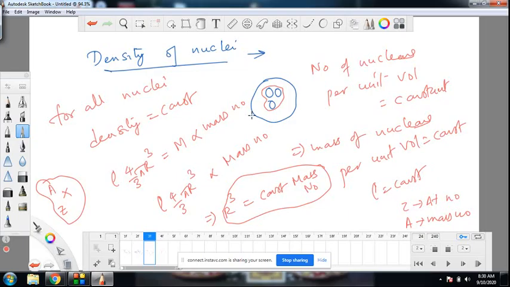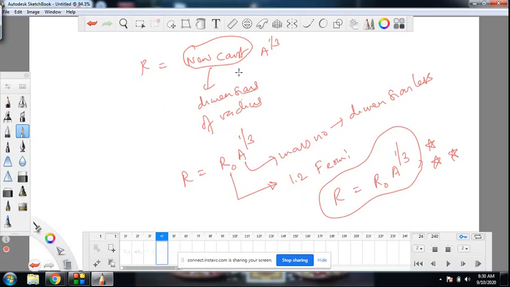So density is constant. So once density is constant, you can say r cube is some constant into mass number. Density is not variable, right? So when it goes to the other side, it merges with the constant. Take density to the other side of this expression, it merges with the constant. So r cube is some constant times mass number. So r is some new constant into mass number power 1 by 3. That new constant has the dimensions of radius, because mass number is just a number. So r is r naught A power 1 by 3.